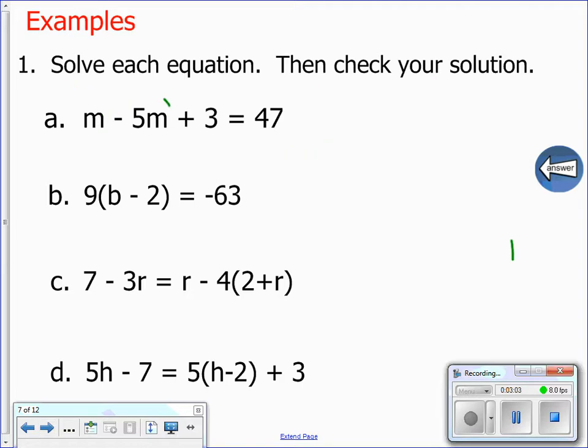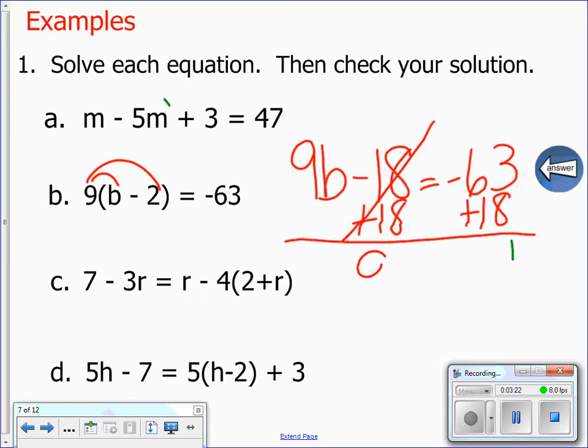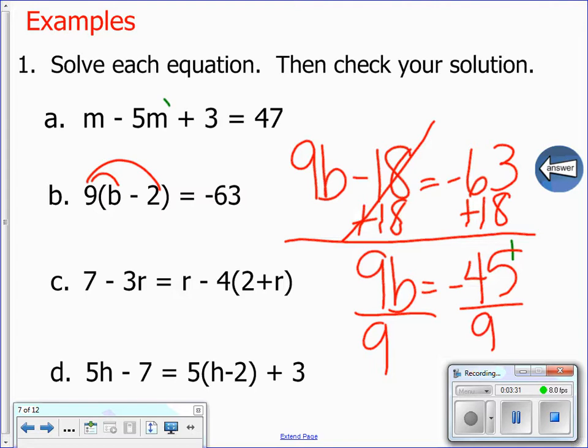The second equation, we're going to have to do the distributive property first. So that gets us 9b minus 18 equals negative 63. I add 18 to both sides, so I'm going to do the inverse operation. That becomes 0. 9b equals negative 45. Divide both sides by 9, and I get b equals negative 5.